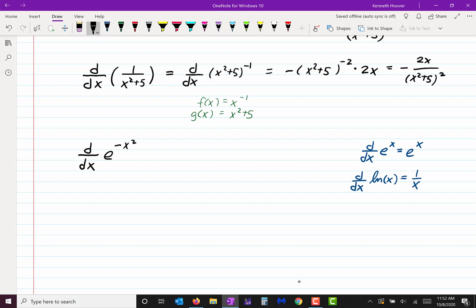Okay, so let's do this problem over here now. The derivative of e to the negative x squared. So f of x is e to the x, and g of x is negative x squared. And g of x is being plugged into f of x. So we have e to the g of x. Okay, so how do we do the derivative? So the derivative of e to the x is e to the x. But up here, I don't put x, I put g of x.